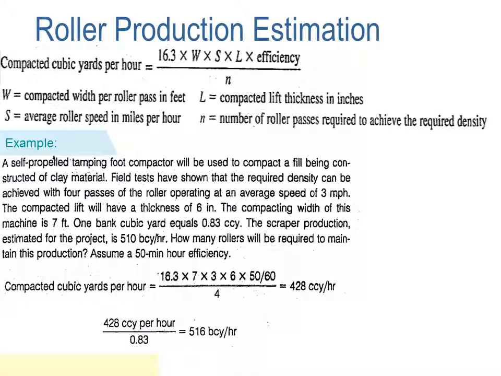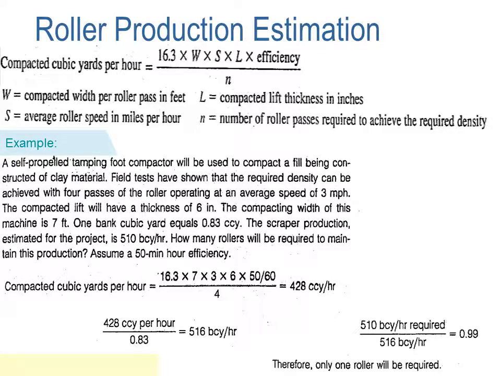So simply, I'll calculate the productivity of one compactor. I'll apply 16.3 times 7 times 3 times 6 times 50 over 60 divided by 4. This will give us 428 compacted cubic yards per hour. I'll convert the units to bank units by dividing by 0.83. So now this is 516 bank cubic yards per hour, which is very near to the 510 bank cubic yards per hour, which is the productivity of the scraper that is ahead of the compactor. So this over that is approximately 1. That means that we need only one roller to do this job.